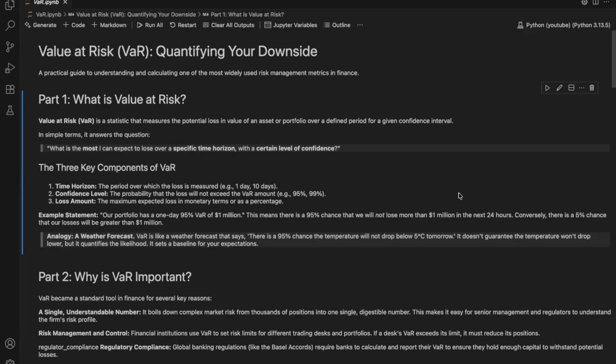At its core, VaR is a statistical measure that tells us the potential loss in value of an asset or portfolio over a specific time, with a certain confidence level. It answers one fundamental question: What is the most I can expect to lose over a specific time horizon with a certain level of confidence?